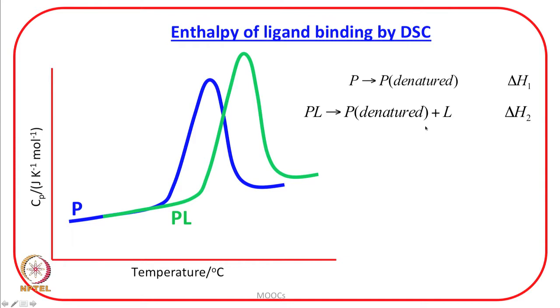We can subtract 1 minus 2, and when you subtract 1 minus 2, P denatured and P denatured will cancel. What we will have is P plus L forming PL, and the associated delta H is delta H1 minus delta H2. So this can be used to extract information on enthalpy of binding. Therefore, differential scanning calorimetry can also be used for determining the value of enthalpy of protein ligand interactions.